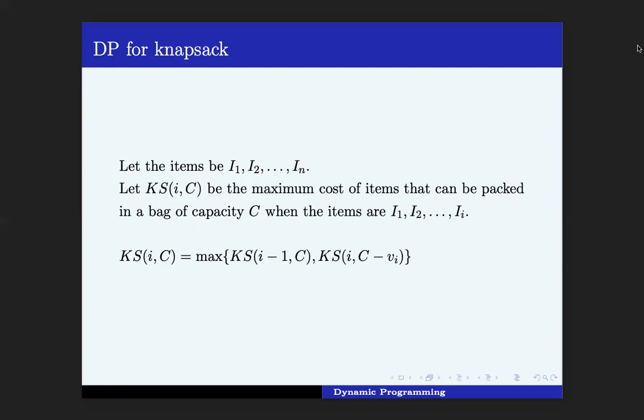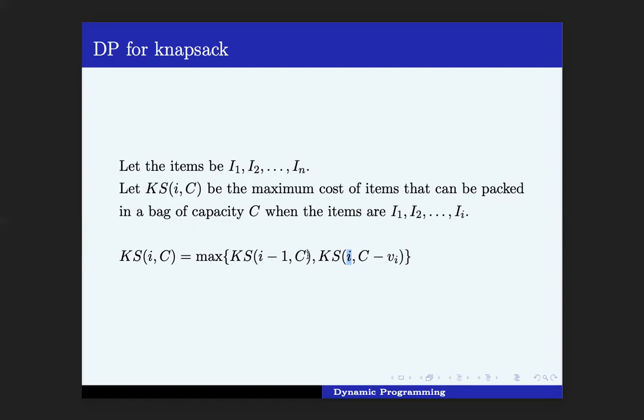If you don't use the ith item, it should be KS(i minus 1, C). And if you use the ith item, it should be KS(i minus 1, C minus Vi). Sorry, there is a mistake on the slide. Both of them will be i minus 1.